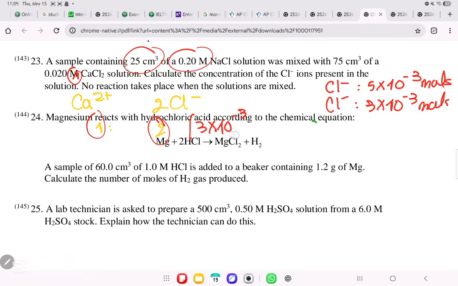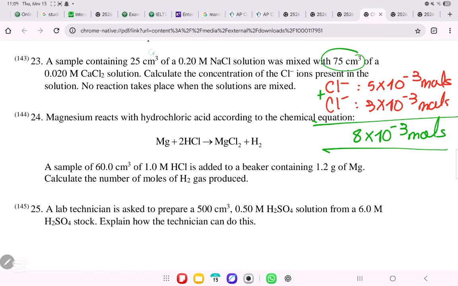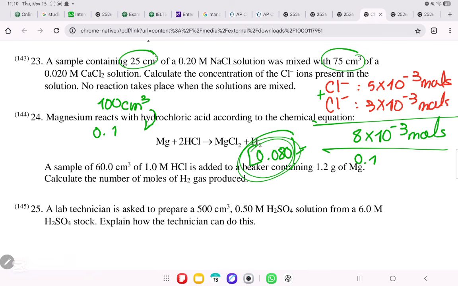Let's erase this. Now, the total number of moles, we can find it by adding them. So 8 times 10 to the power of minus 3 moles over the total volume, which is 75 centimeter cubed plus 25 centimeter cubed, so 100 centimeter cubed. In decimeter cubed, that's 0.1. So divided by 0.1, it will give me my answer to be 0.080. And this is what? This is the concentration of Cl minus ions present in the solution.